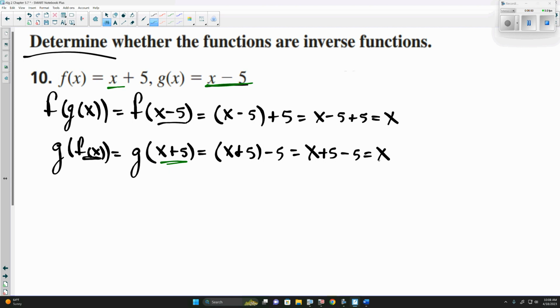So are these inverses? Yes, they are inverses because f of g of x is the same as g of f of x, and they are both x. Even if both composites, f of g of x and g of f of x, gave us the same thing, if they are not both equal to x, then they are not inverses. So even if both functions gave us 14x, it's not inverses. They need to be equal to x.